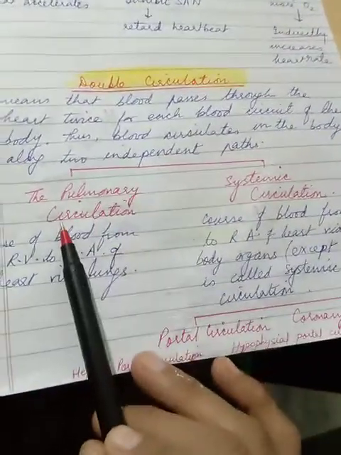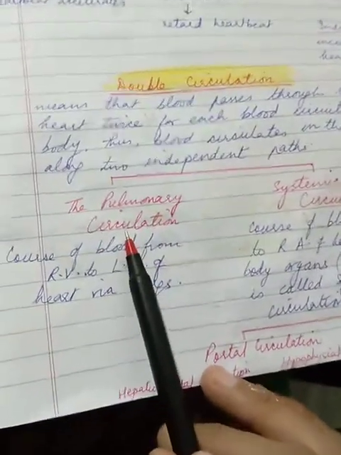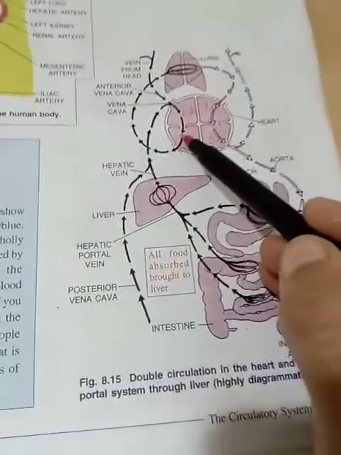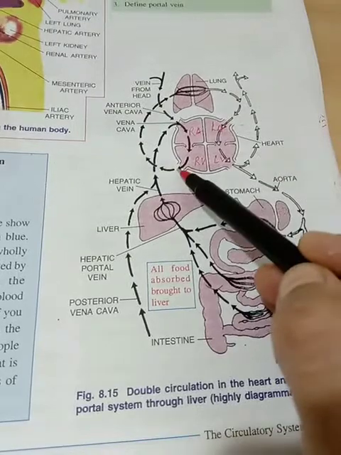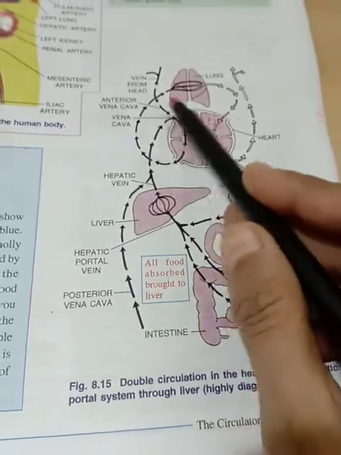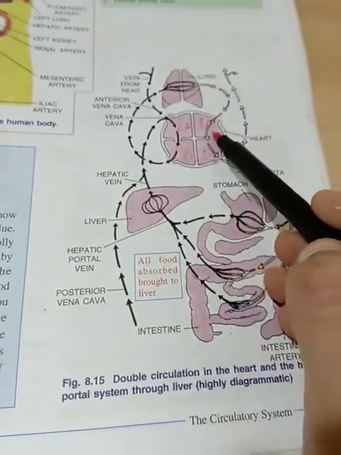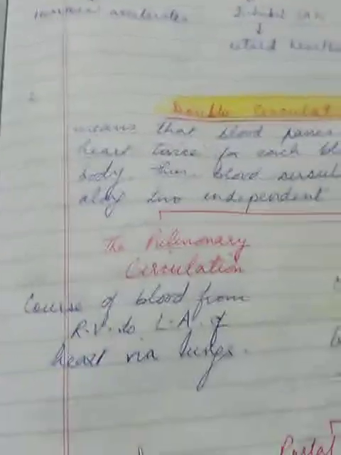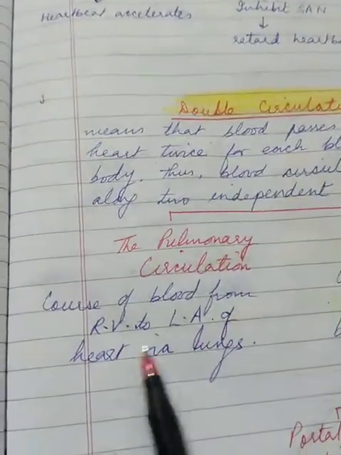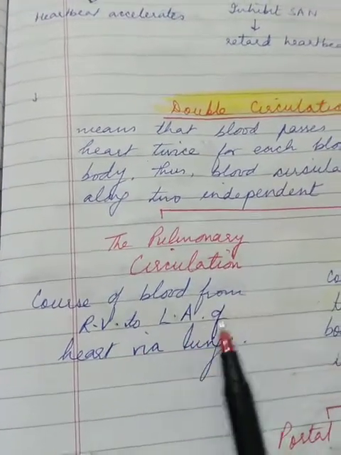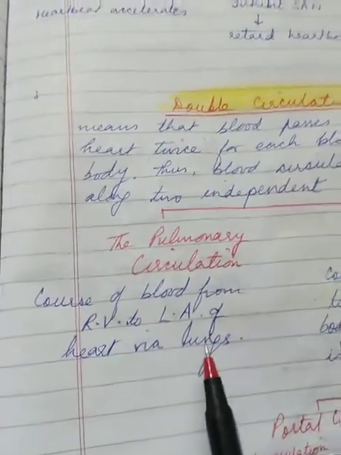The first path is the pulmonary circulation. What is pulmonary circulation? Just now you saw it. It started with the right ventricle, right? And then it went to the lungs and came back to the left auricle. So we say that it is the course of blood from the right ventricle to the left auricle of the heart via the lungs.